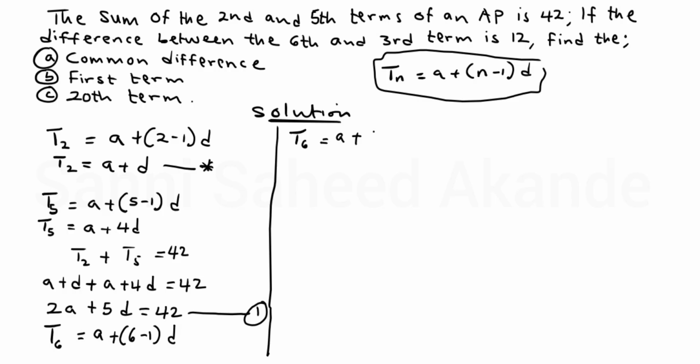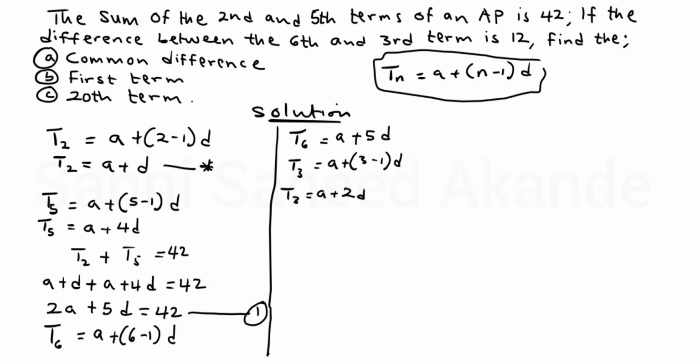So that is T6. Then I'm going to find the third term, which is T3. T3 will be A plus, using the same formula, don't forget, (n minus 1) times D, where n is 3. So T3 will now be equal to A plus 3 minus 1, which is 2. 2 times D will be 2D. So that is T3, the third term.